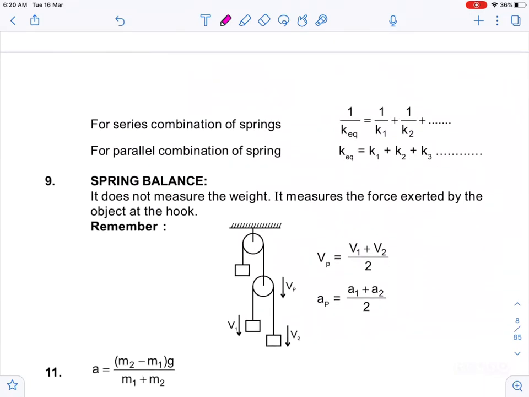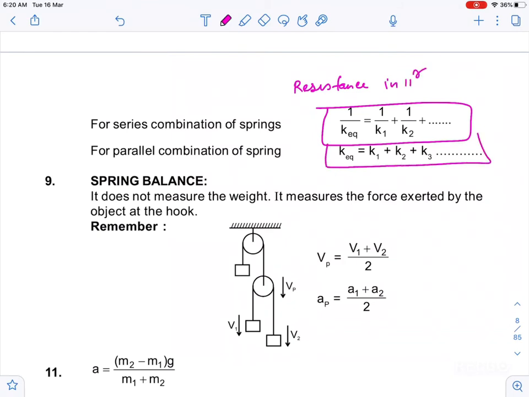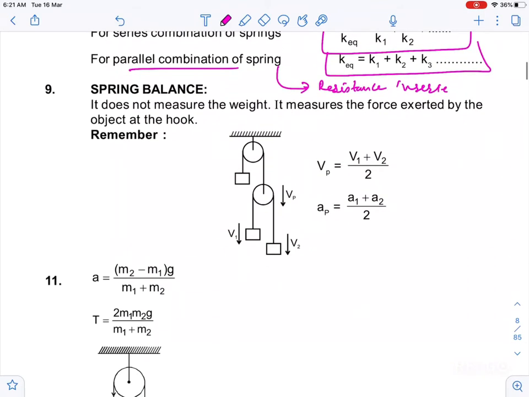Now, guys, springs in series and parallel combination are very important, and you should keep in mind, like resistance in parallel and resistance in series, you can remember it like that. But for springs it is just the opposite: this is resistance in series, spring in parallel. You have to keep this in mind, guys. 1 by k equivalent is 1 by k1 plus 1 by k2, like this.